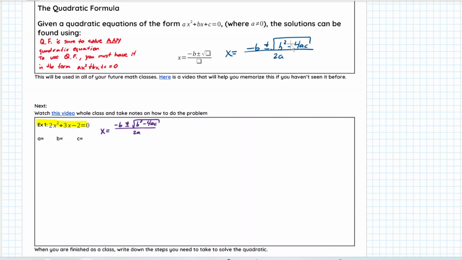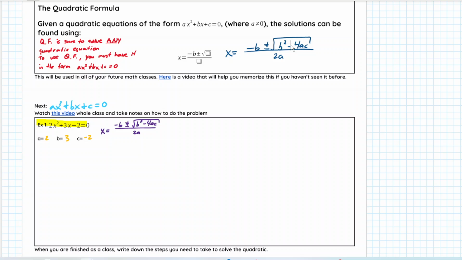So this equation is in our form, ax squared plus bx plus c is equal to 0. And we can see a, a, b, b, c, c. We're just trying to see what matches in the lines. So a is 2, b is 3, and c is negative 2.